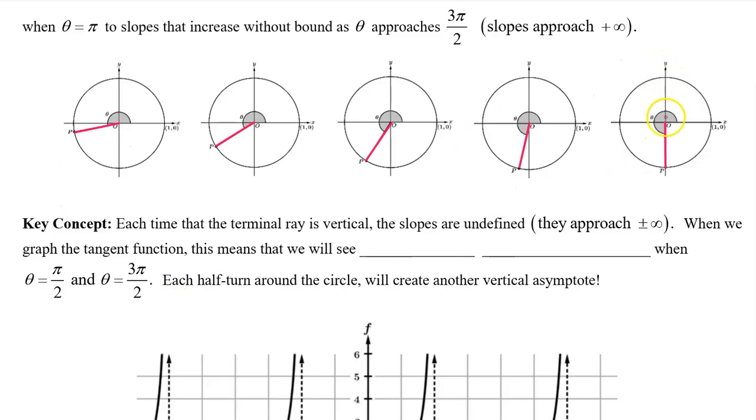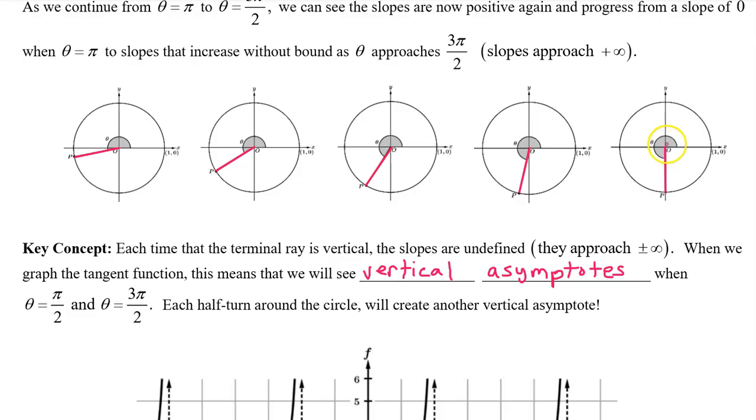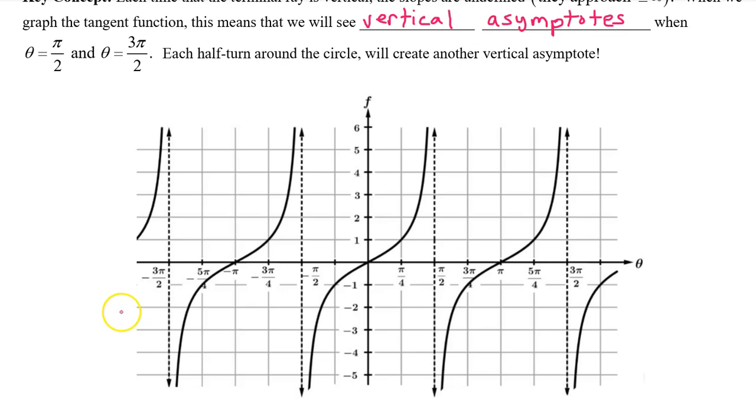Notice that every time the terminal side is vertical, the slopes are undefined because the slopes are approaching positive infinity or negative infinity. Therefore, you will see vertical asymptotes in the graph of the tangent function at pi over 2 and 3 pi over 2. In fact, you will see another vertical asymptote every half turn around the unit circle. Here's the graph of the tangent function. Notice the asymptotes at pi over 2 and 3 pi over 2. We will hit those same vertical slopes if we rotate clockwise to negative pi over 2 and negative 3 pi over 2.